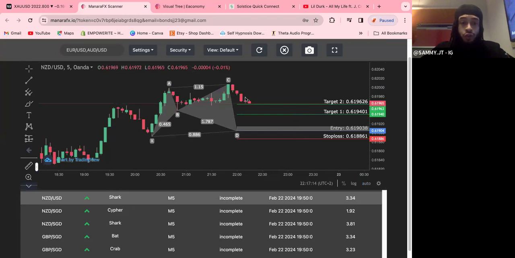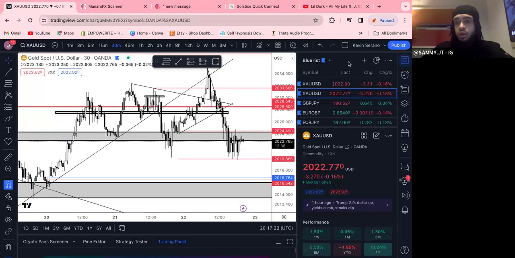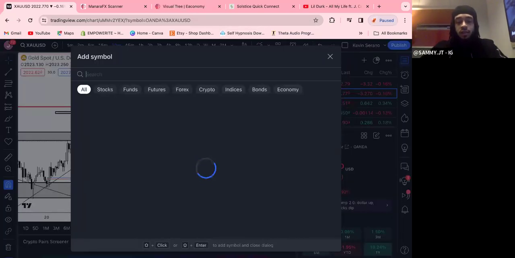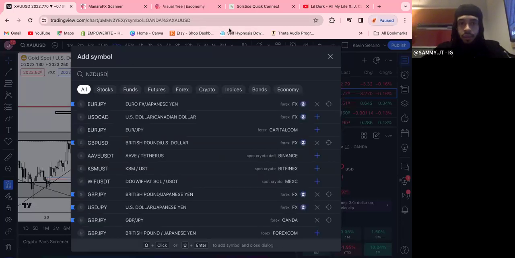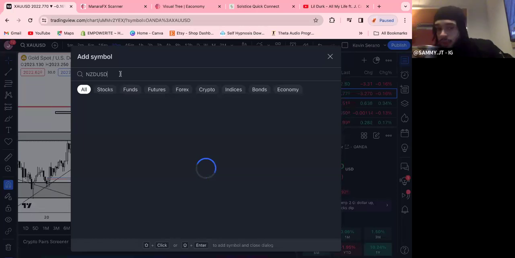But you can also use the scanner and the TradingView tools on the left-hand side. But I'm going to personally go to TradingView. So what you're going to do is you're going to get the exact same pair that the scanner's printed. So in this example, we're looking at NZD/USD. Okay, NZD/USD is what we're looking at the moment.